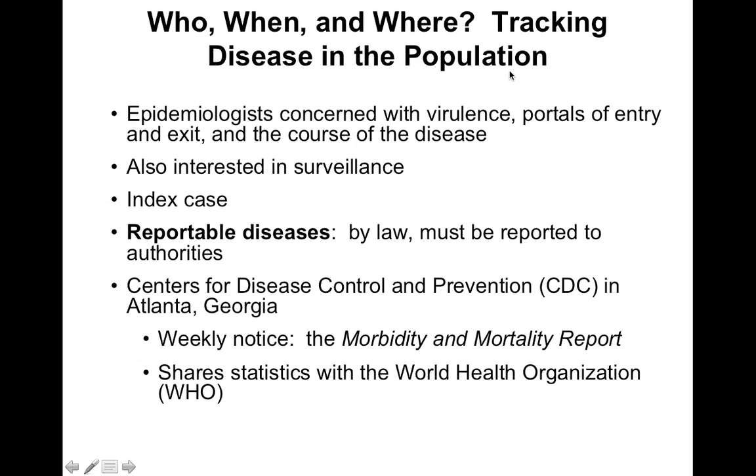So who, when, and where: tracking disease in the population. Epidemiologists are concerned with virulence, portal of entry, portal of exit, and the course of a disease. And they are interested in surveillance. There's a whole system set up for reportable diseases. By law, there are a handful of diseases that must be reported to the CDC for every single case received. That allows the CDC to track where these diseases are migrating, where they're coming from, and ways to prevent that.